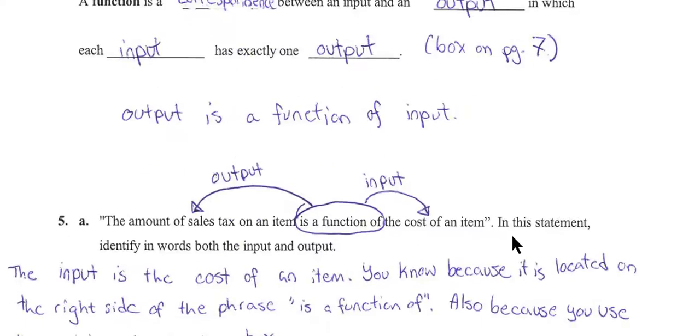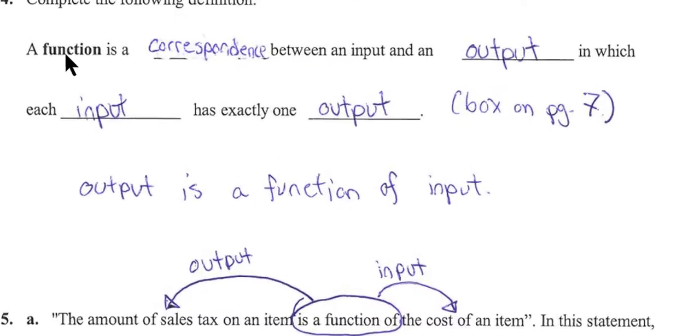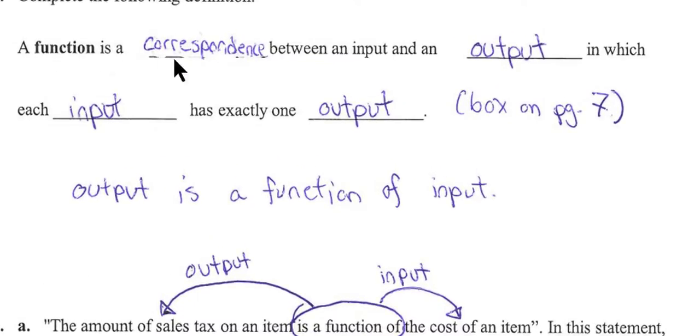The only definition that I'll ask you to remember would be: a function is a correspondence or a relationship between an input and an output in which each input has exactly one output. That's the definition of our function.